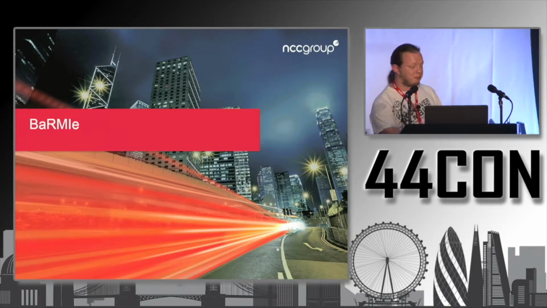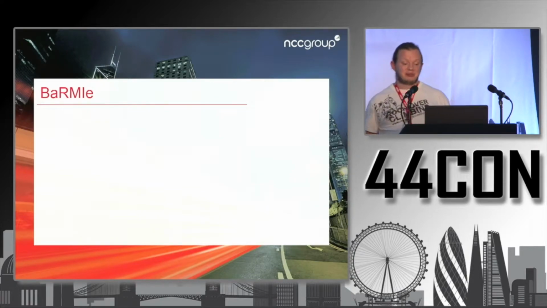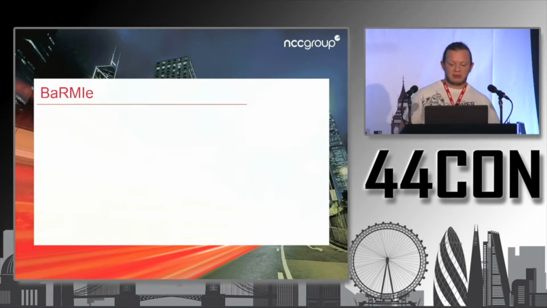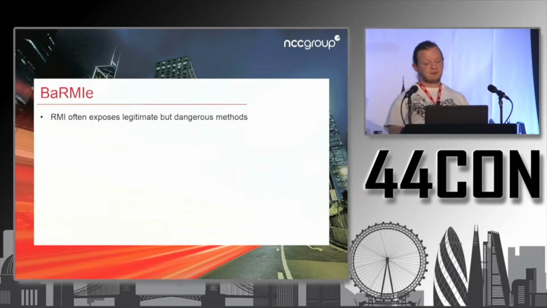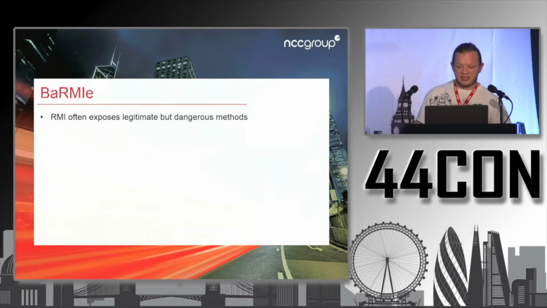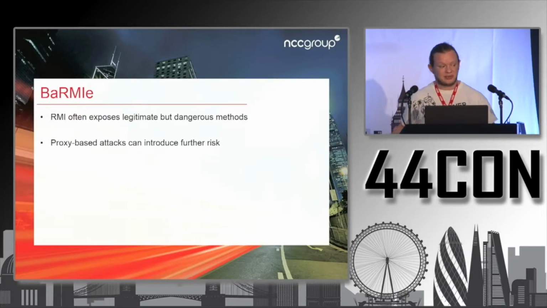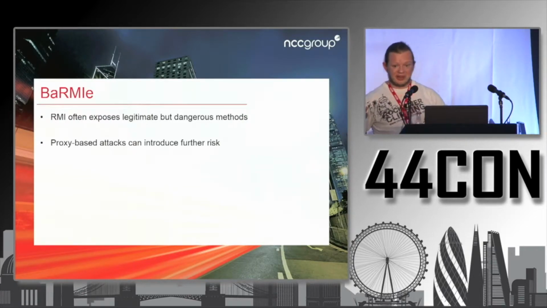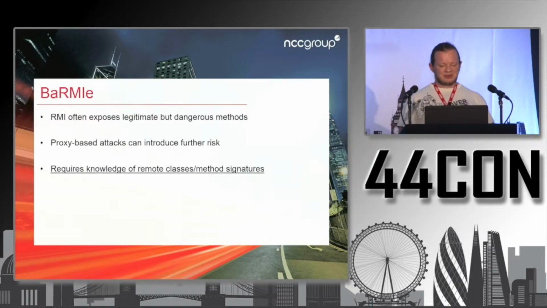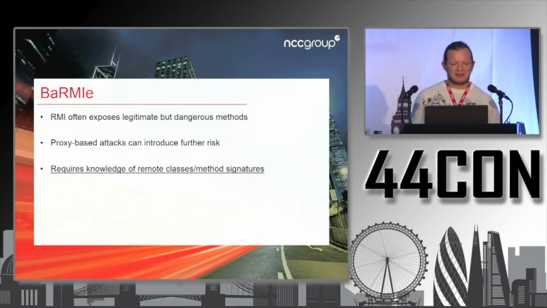So back to BaRMIe. Over time, I have written code that attacks various different RMI services using both legitimate but dangerous methods, so things like write file without authenticating, and also proxy-based attacks that introduce further risk by, we just modify the parameter, we swap it out for a dangerous payload. Unfortunately, all of these attacks require knowledge of the remote classes and the method signatures.